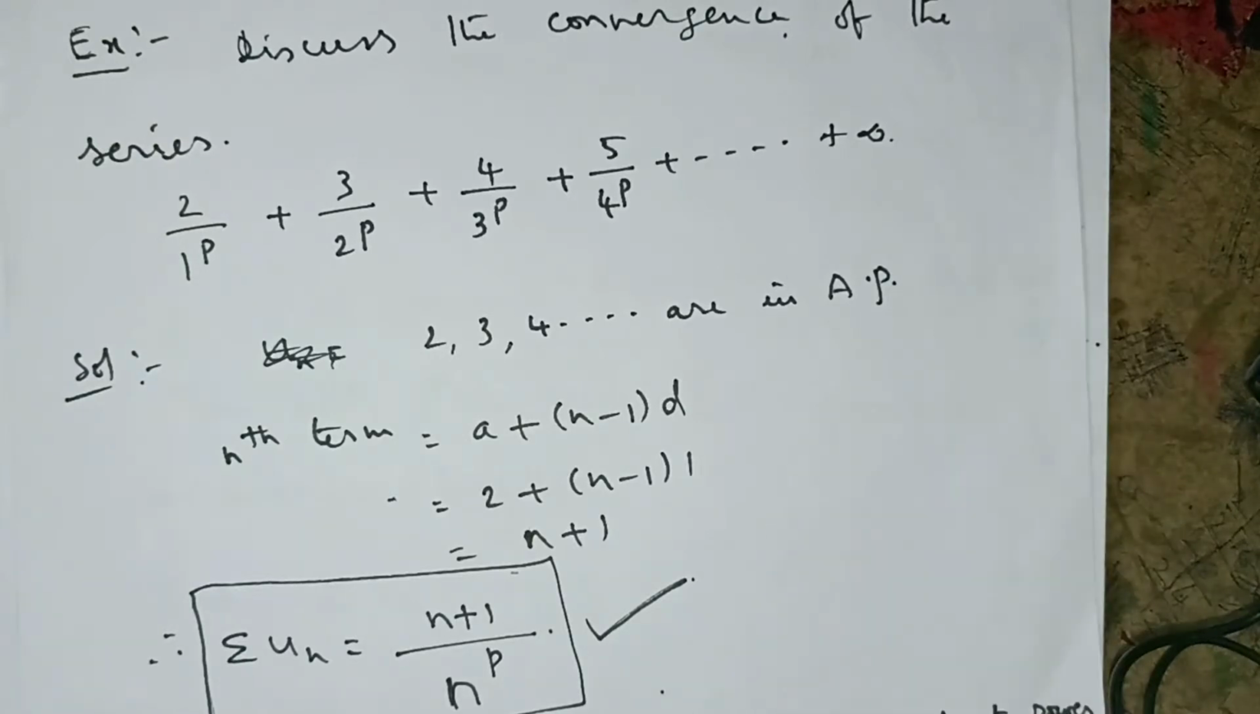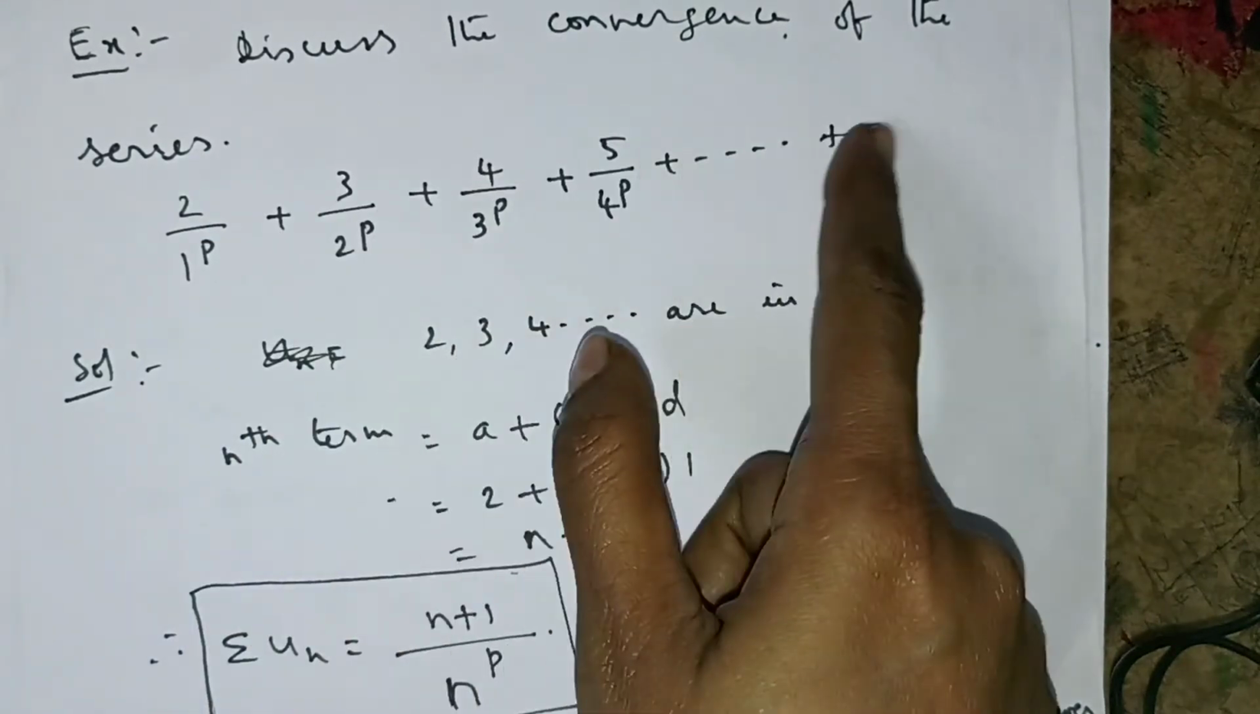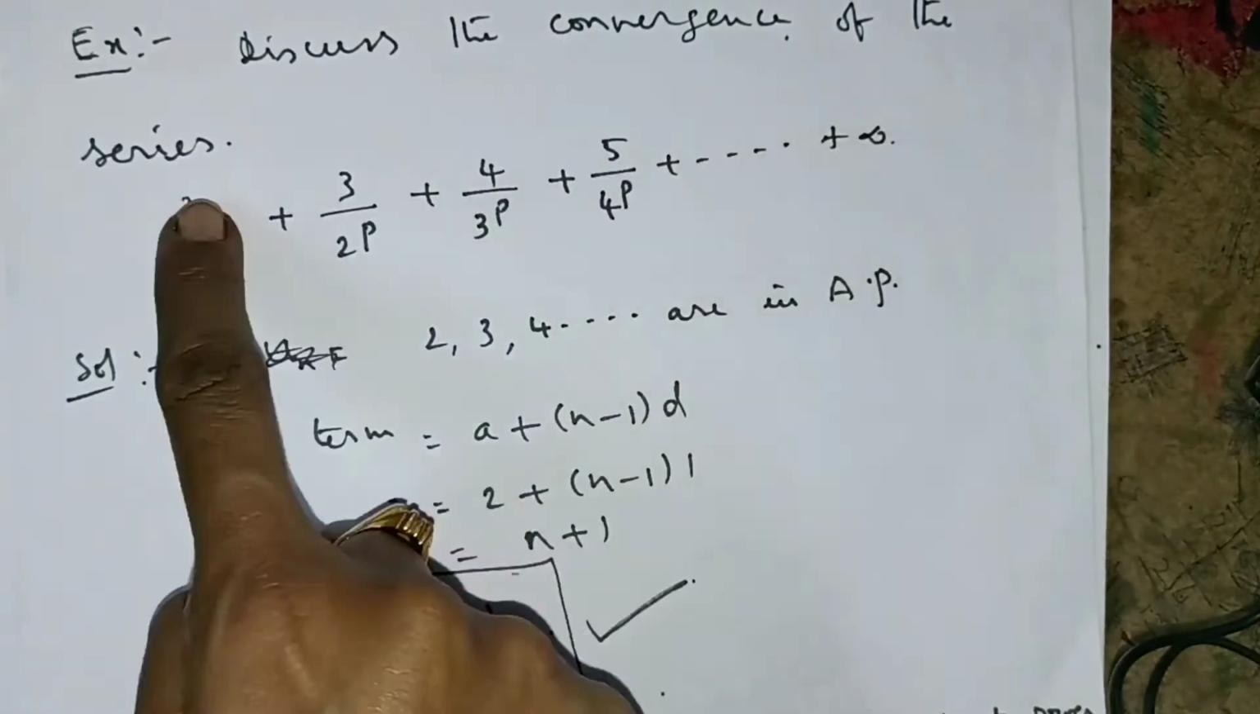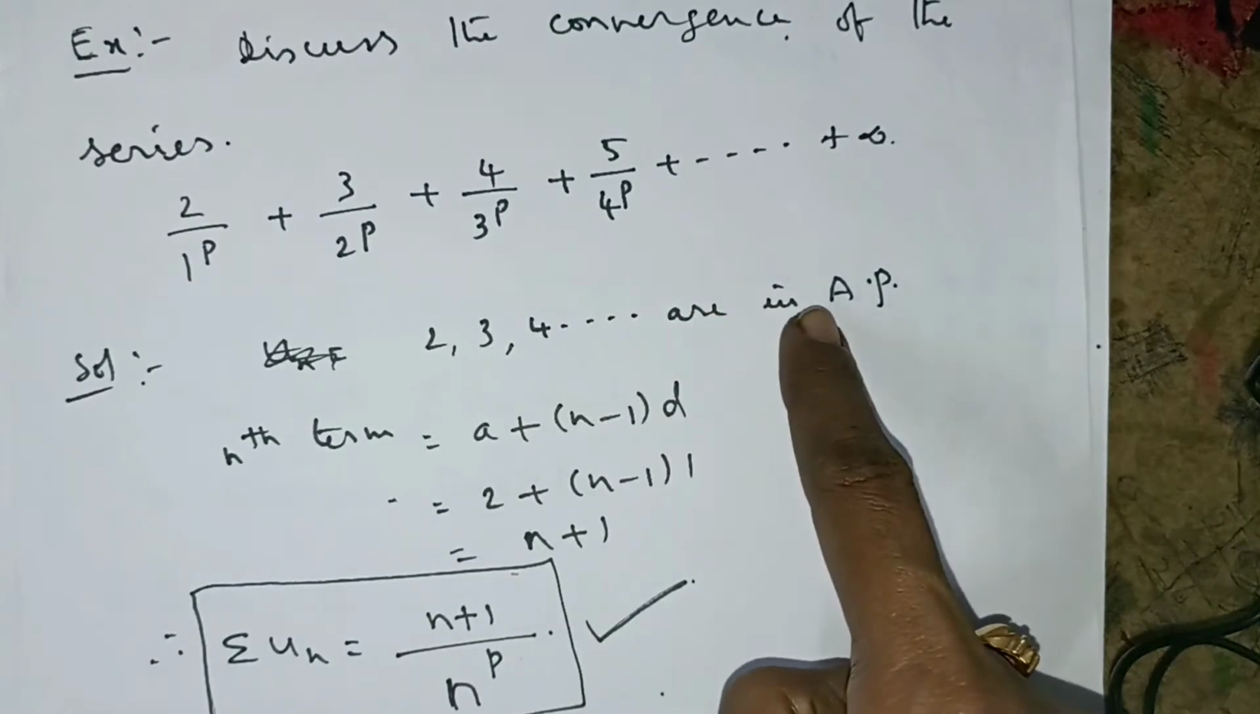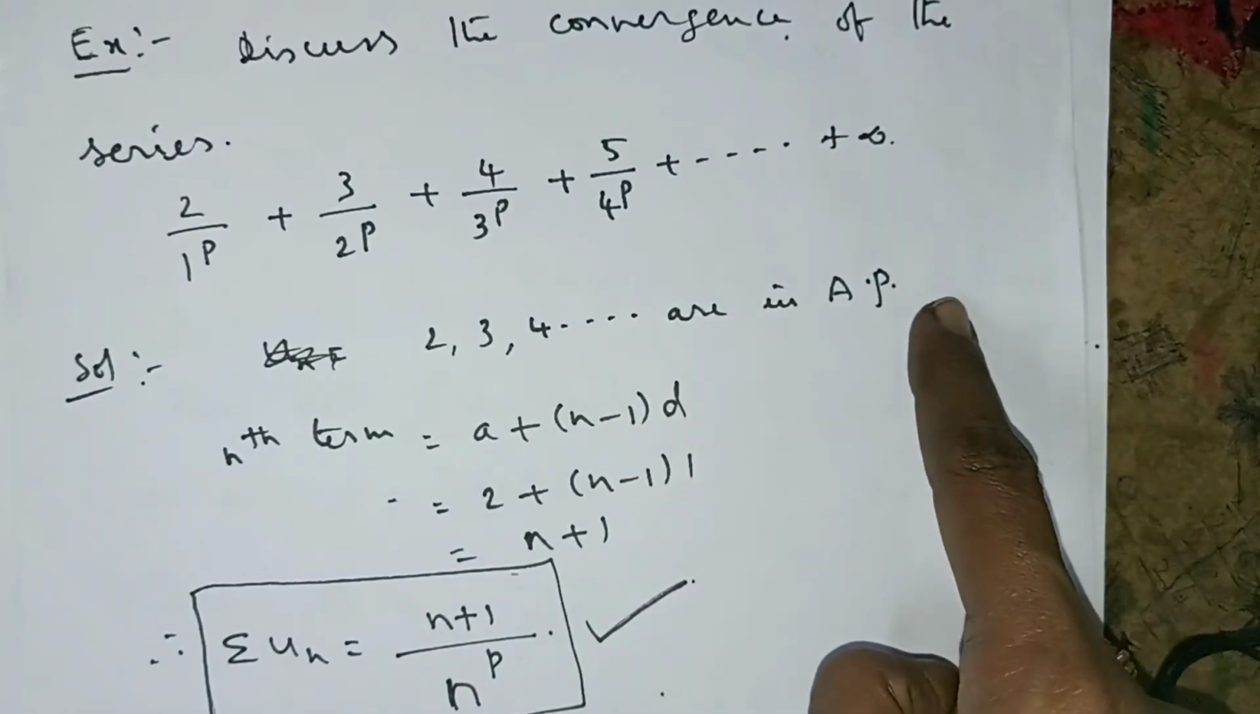Discuss the convergence of the series. The series is given like this. We need to find the nth term. To find the nth term, all the numerators 2, 3, 4, 5 and so on are in AP. Numerators are 2, 3, 4, 5, up to, in arithmetical progression.